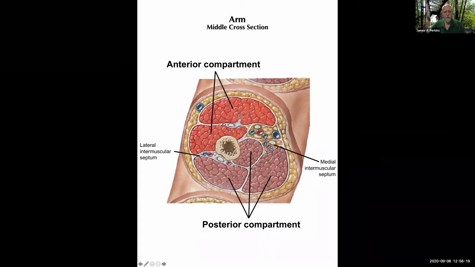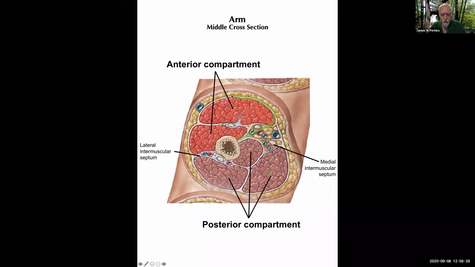So I could draw an envelope of fascia that goes all the way around the anterior compartment, and then another envelope of fascia that goes all the way around the posterior compartment. Now notice that there are two places where these fascia envelopes come together. Over here on the lateral side of the brachium, the anterior and posterior compartments come together. And those two layers of fascia form a very tough membrane known as the lateral intermuscular septum.